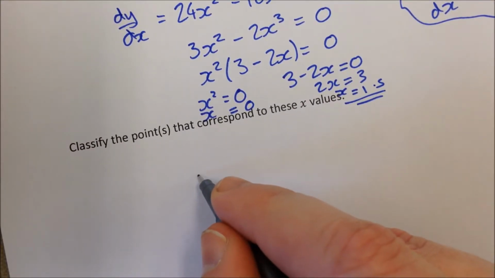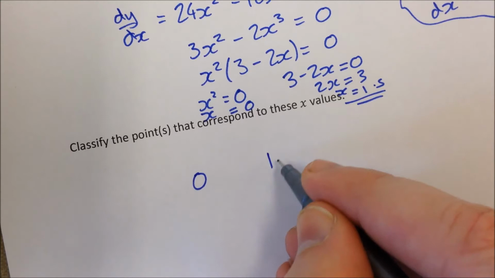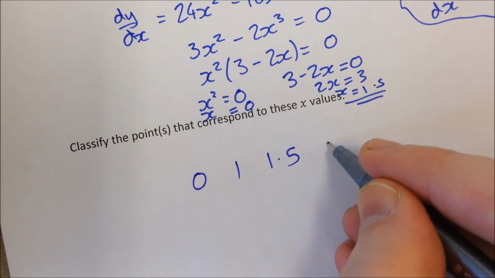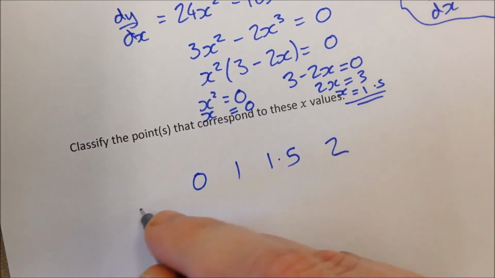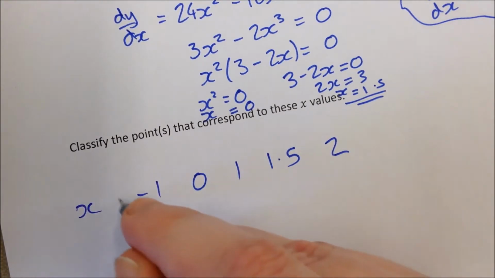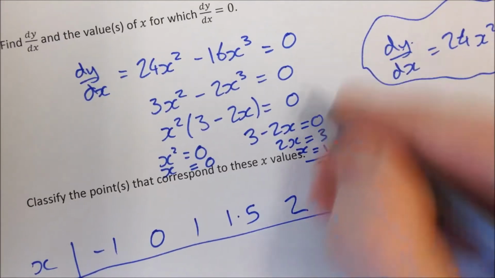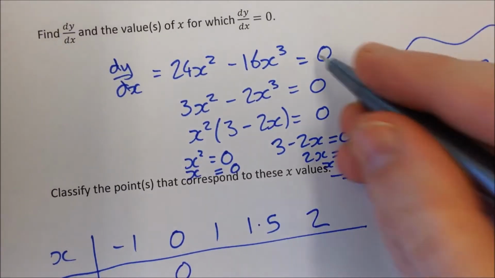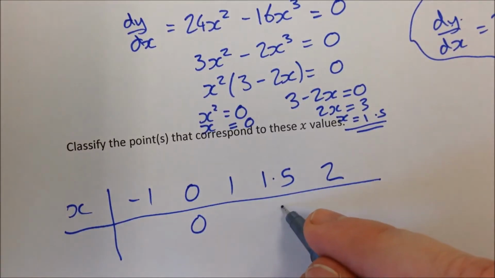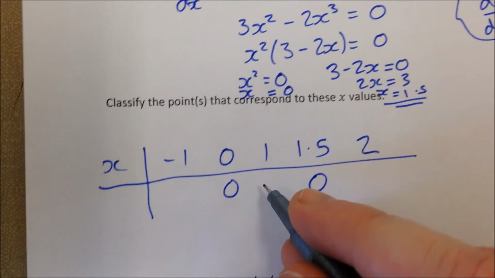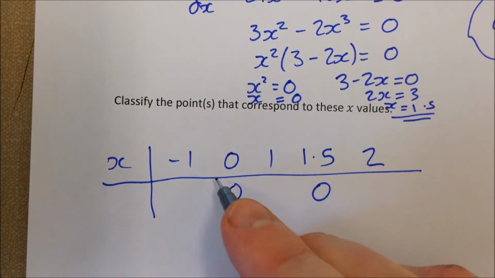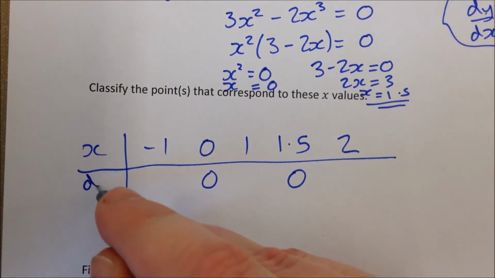Right, classify the points. So we've got 0, we've got 1.5, we need a point in between. We'll pick 1, we'll pick 1 there, 2 there, and we'll pick negative 1 there. So we know that the point 0 gives us a dy dx of 0, and we know the point 1.5 gives us a dy dx of 0. So we just need to put these three values in now.